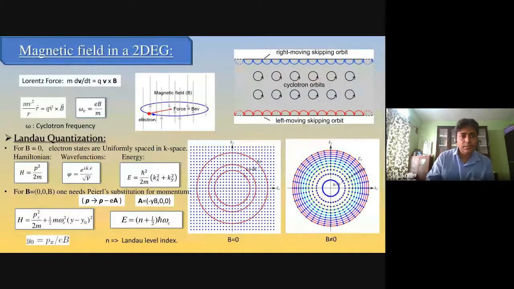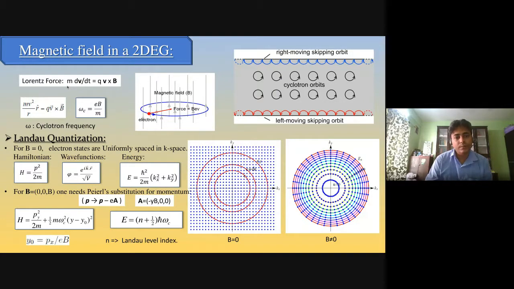So let's consider a magnetic field in a 2D electron gas. You have a 2D sheet of free electrons, and then there is a magnetic field perpendicular to the plane. So what happens? Let's just follow as I go. Don't worry about so many things here. We'll first take a look at the force. The force is the Lorentz force.